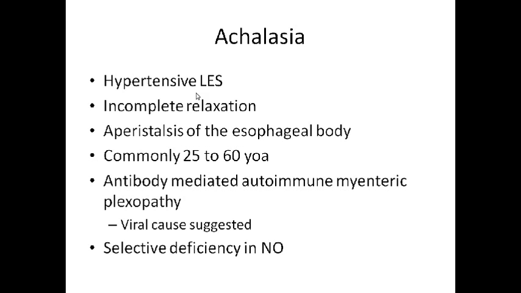Again, commonly this is in 25 to 60 year old individuals. Usually the cause is an antibody-mediated autoimmune pathology. Sometimes a viral cause is suggested, but that's not really proven in research yet. Sometimes there's a selective deficiency in nitric oxide that's related to the lower esophageal sphincter.